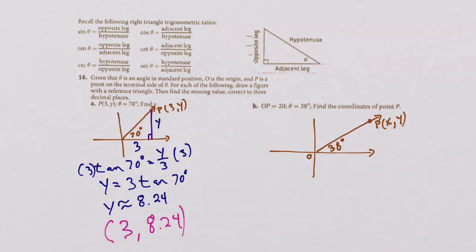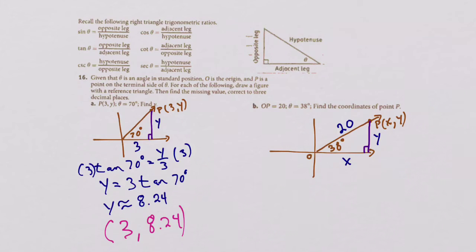From here, we need to go ahead and draw in our reference triangle. We're going to go from point P straight down to the x-axis, perpendicular, making a right triangle. Fill in the bits of information that we have. We know the hypotenuse, OP, the distance, is 20 units. And we're actually going to be looking for x and y.